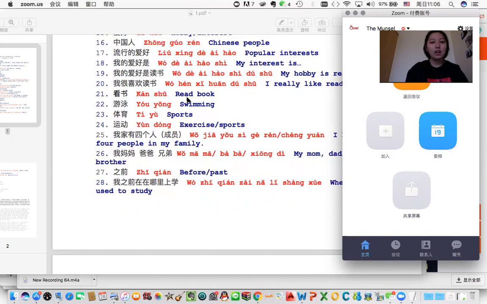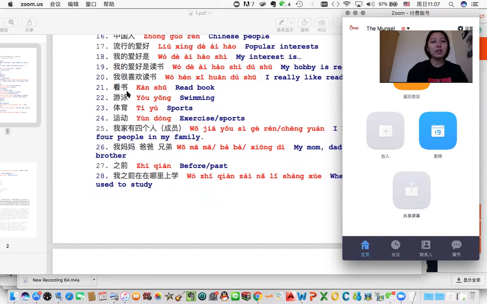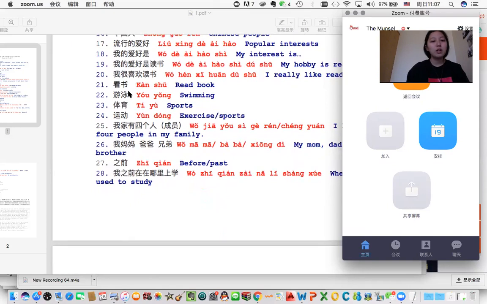And 看书 is read a book. 读书 and 看书 are the same. They both mean reading, or read a book. 看 actually means see, like you watch in Chinese. I don't know why they use that for book, but that's just it. So 读书 and 看书 are the same. It's read a book.